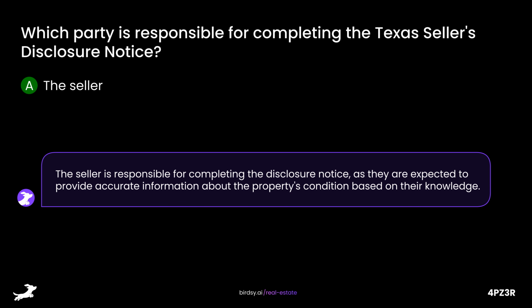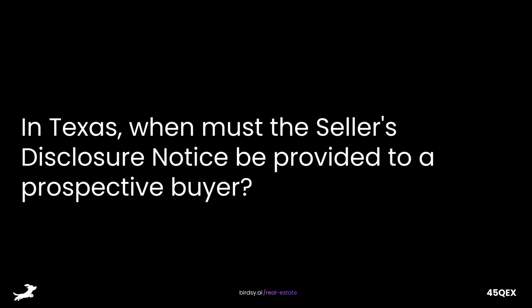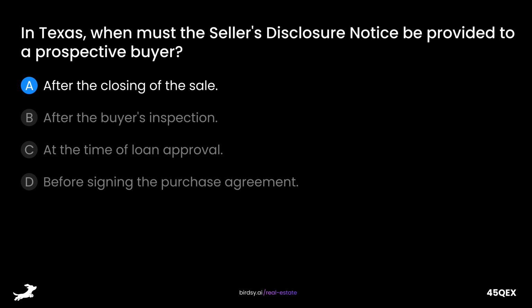The seller is responsible for completing the disclosure notice, as they are expected to provide accurate information about the property's condition based on their knowledge. In Texas, when must the seller's disclosure notice be provided to a prospective buyer? Is it A, after the closing of the sale, B, after the buyer's inspection, C, at the time of loan approval, or D, before signing the purchase agreement? The answer is D, before signing the purchase agreement.